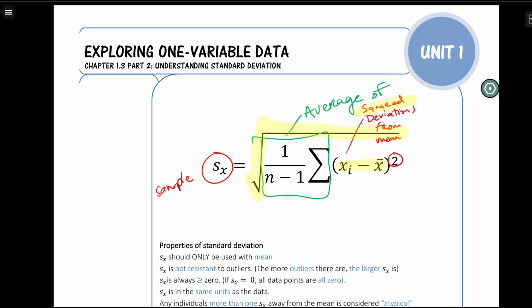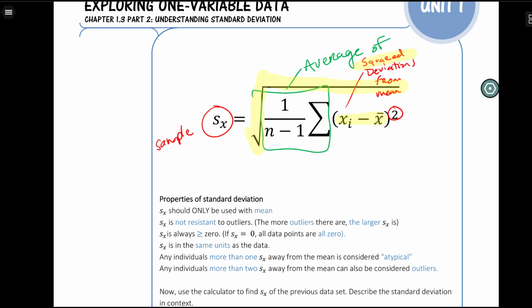Now let's go ahead and look at a few more principles and properties of these. First of all, this one you remember from the last lecture, standard deviation should only be used with the mean, and it is not resistant to outliers. How does it affect them? Well, it makes it bigger. The more outliers there are, the larger your standard deviation is. Next, your standard deviation is always going to be greater than or equal to 0. If your standard deviation equals 0, it's not that all data points are 0, it's that all data points are equal. That's what it means.